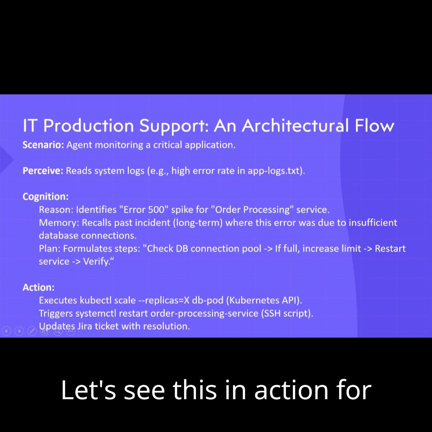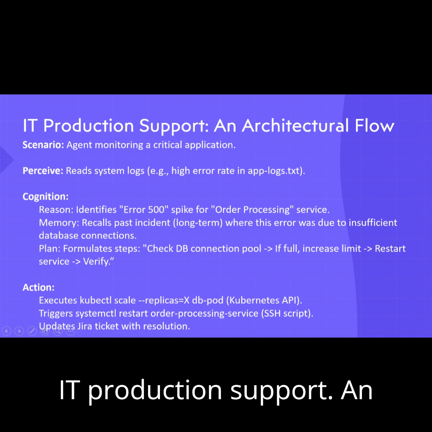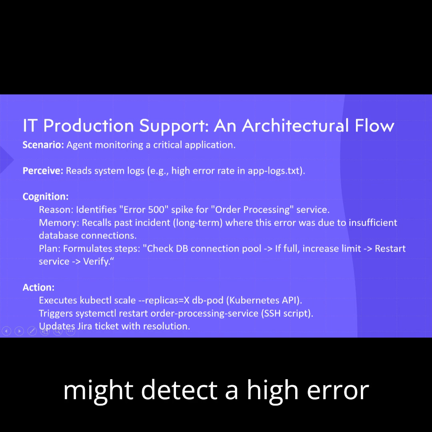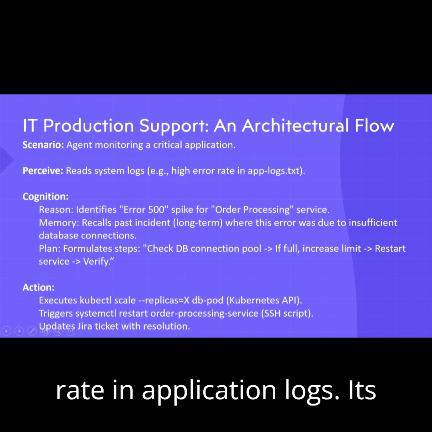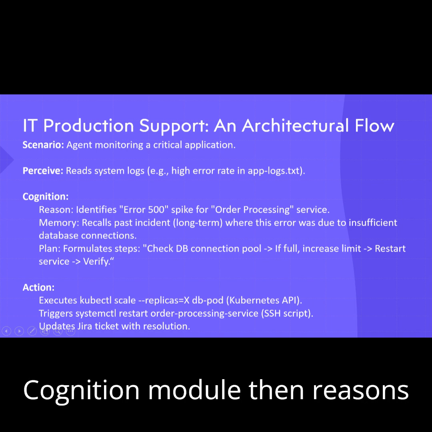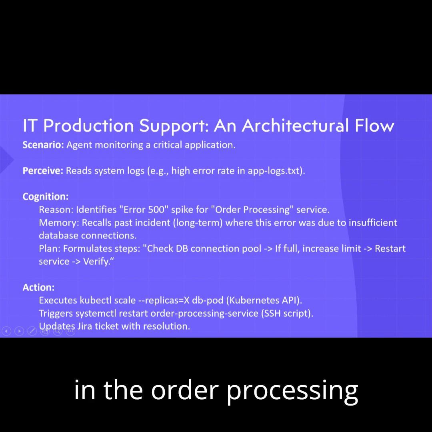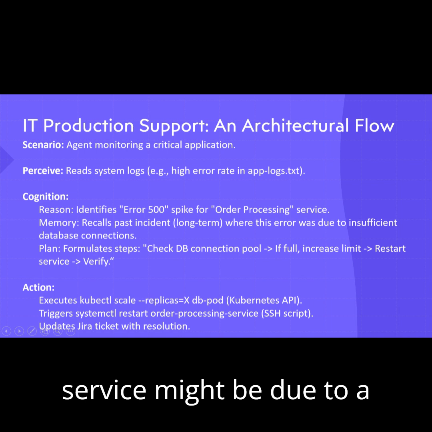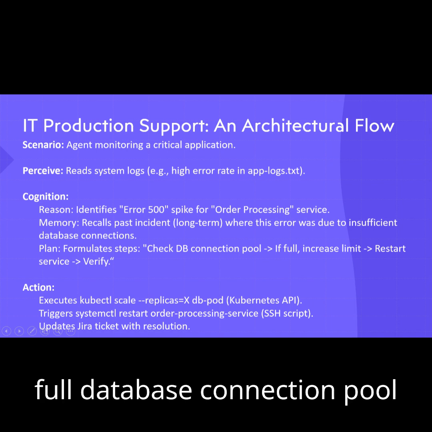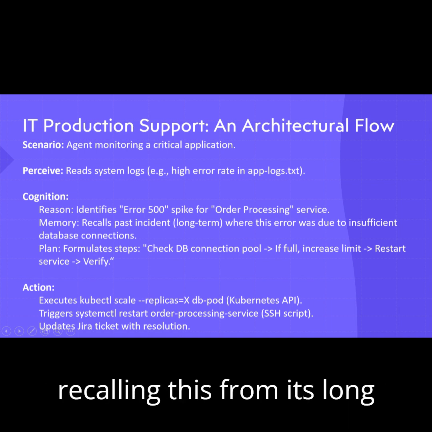Let's see this in action for IT production support. An agent's perception module might detect a high error rate in application logs. Its cognition module then reasons that these error 500 messages in the order processing service might be due to a full database connection pool, recalling this from its long-term memory.